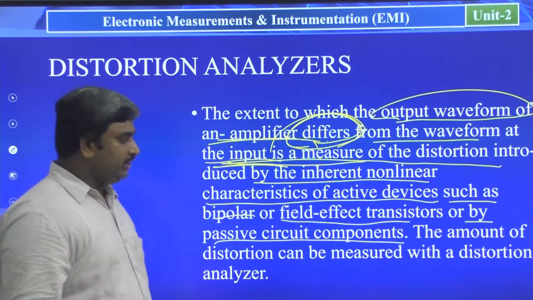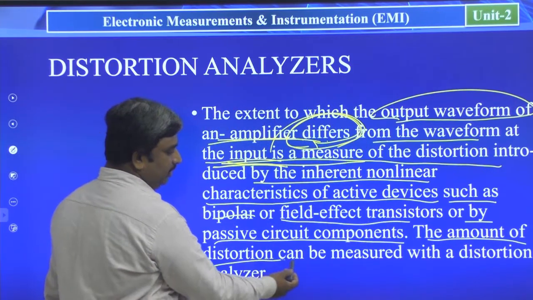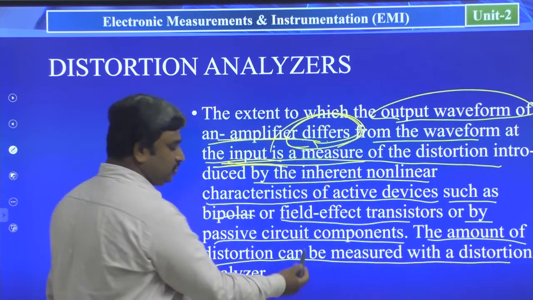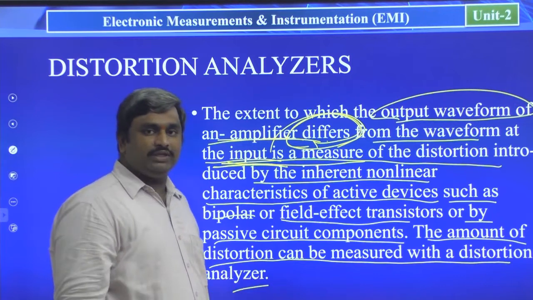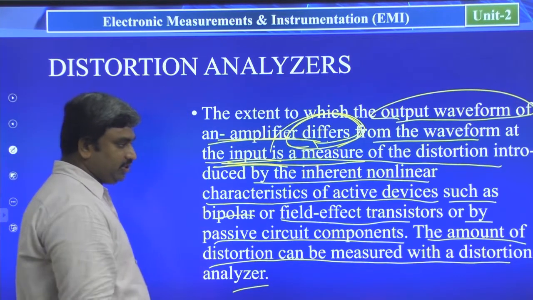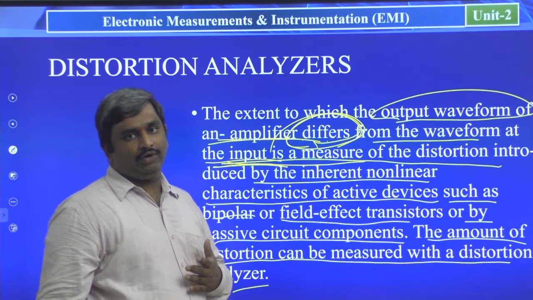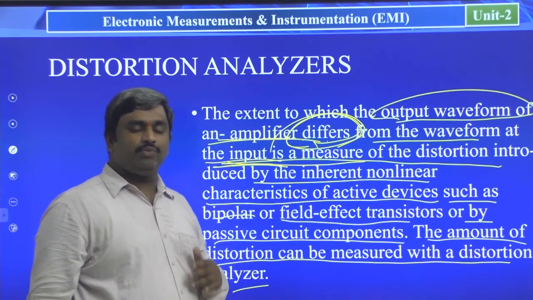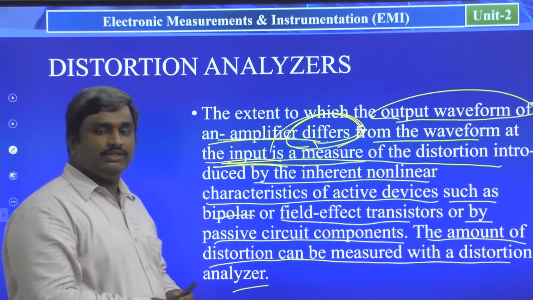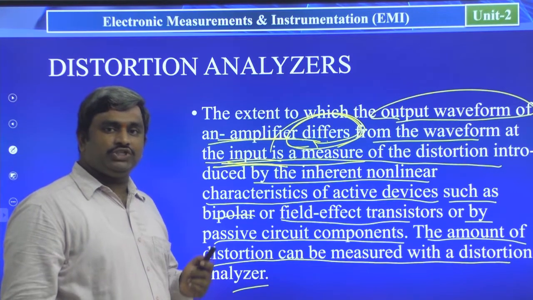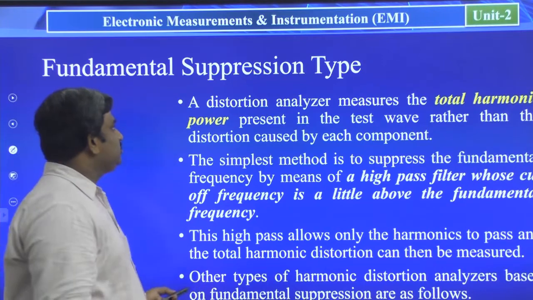So this is about distortions. The amount of distortion can be measured with a distortion analyzer. All signals have some harmonics, and these distortions in the form of harmonics are what we are going to measure with the harmonic distortion analyzer.